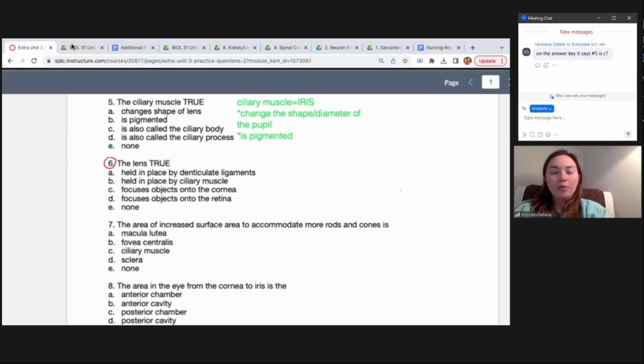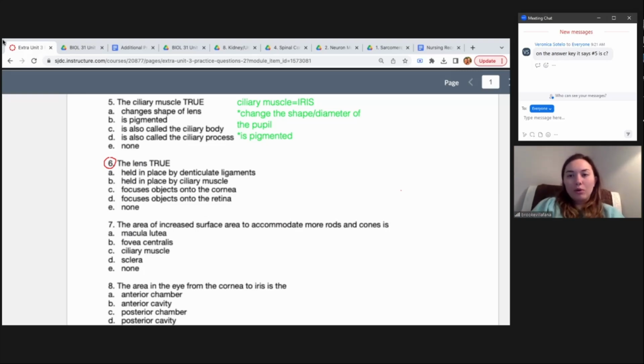Yeah, that would be a typo. I need to fix that. The ciliary muscle is not also called the ciliary body. It's a part of the ciliary body, but it's not also called that. Okay, sorry about that. So the answer should be option B for 5.